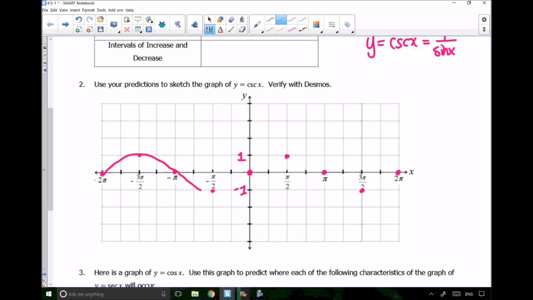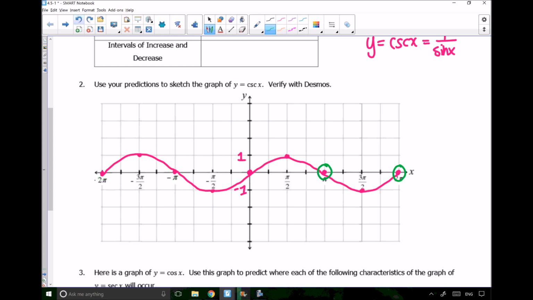Now, why is this sine function going to be useful for me? Well, when I do my reciprocal function, I know the characteristics of my sine function. I can use them to help me figure out the characteristics of my cosecant function. So first of all, I see that I have some zeros at these values over here. So at multiples of pi, I have zeros.